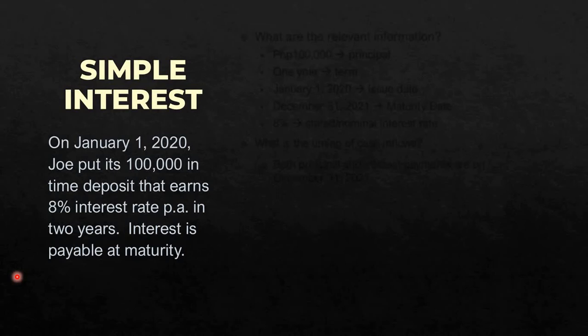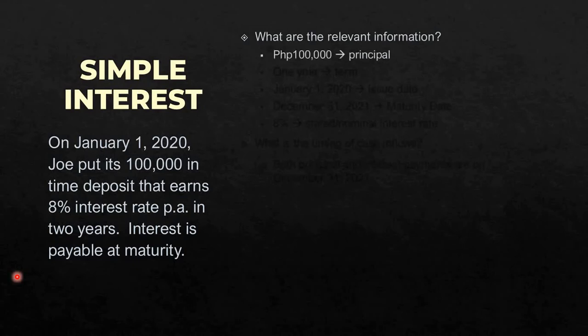So, on January 1, 2020, Joe put its 100,000 pesos in a time deposit that earns 8% interest rate per annum in 2 years. Interest is payable at maturity. So, what are the relevant information? So, una, isang principal natin is 100,000 pesos. Then, we have a 2 years na term.